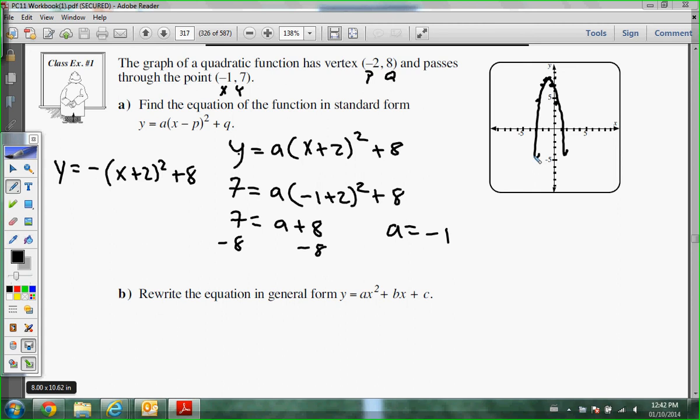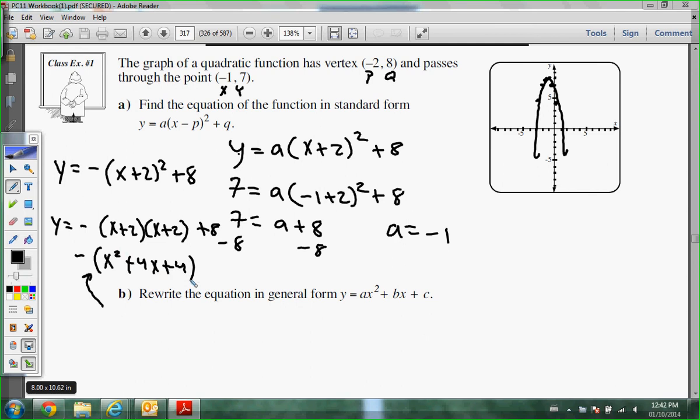Okay, now it wants us for part B to rewrite the equation in general form. So who wants to give a suggestion of how we can make this general form? What could we do? No takers? You just FOIL this out and combine your like terms. So I'm going to move up here so I don't have much room down here. For part B, I'd go y equals, I just leave the negative out here. Okay, I'm going to go x plus 2 times x plus 2, and then we'll have a plus 8. X plus 2 times x plus 2, we'll just leave the negative out here still. It's going to give me x squared plus 4x plus 4.